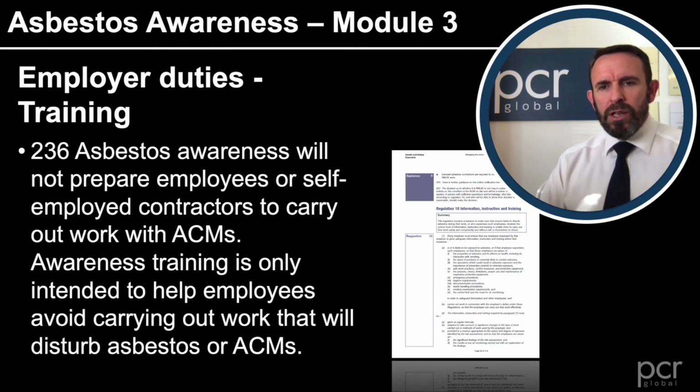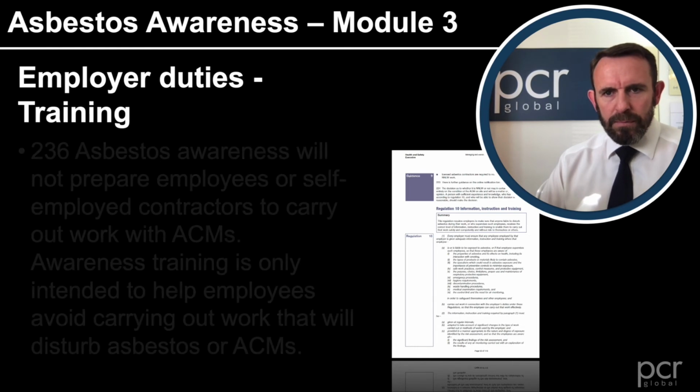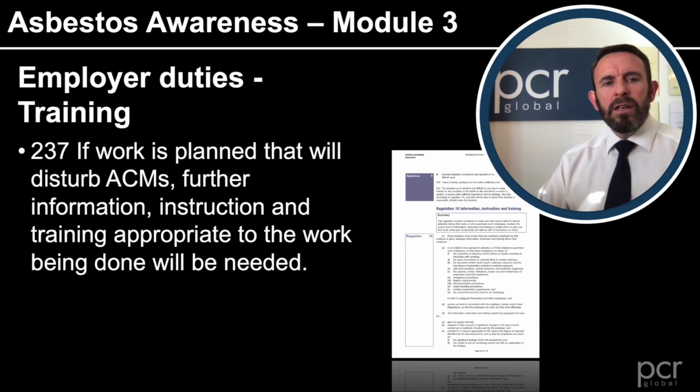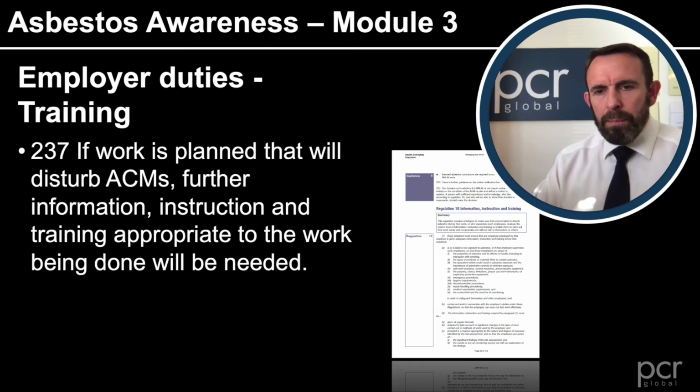Just looking through some of their paragraphs. Asbestos awareness will not prepare employees or self-employed contractors to carry out work with ACMs. Awareness training is only intended to help employees avoid carrying out work that will disturb asbestos or ACMs. Paragraph 237: if work is planned that will disturb ACMs, further information, instruction and training appropriate to the work will be needed.